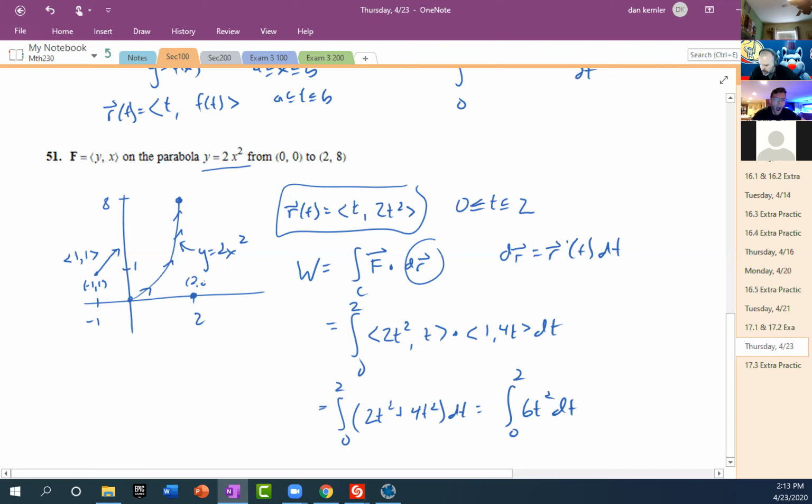So 2, 0. The vector there would be the y coordinate, 0, and then the opposite of the x coordinate, so -2. So there the vector would be 0, -2.